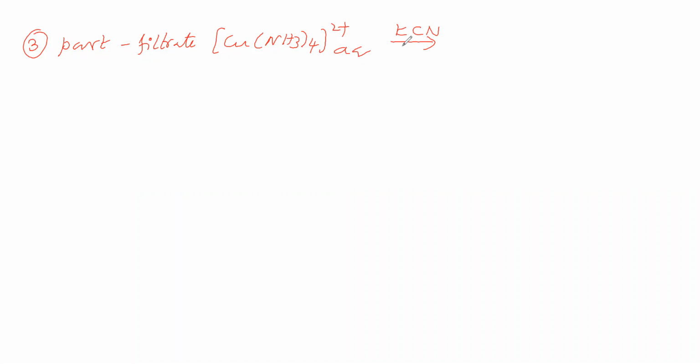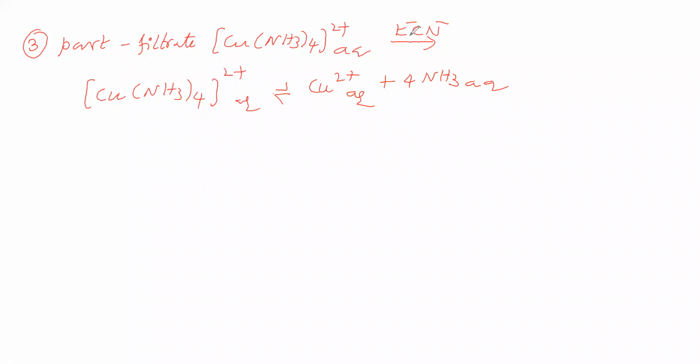So what happens here? This complex is in equilibrium. On the left side is the complex, and on the right side are the metal ion in aqueous solution and ammonia molecules. The added potassium cyanide gives CN minus. This CN minus and cupric, what happens, we'll see. Cupric with CN minus gives cuprous cyanide.